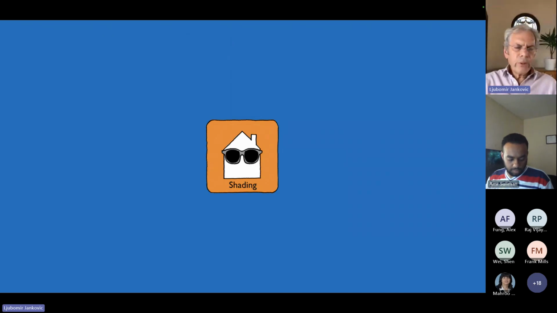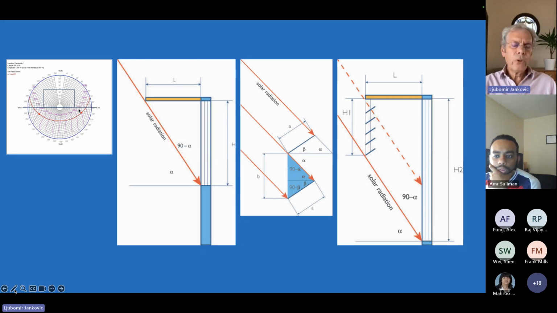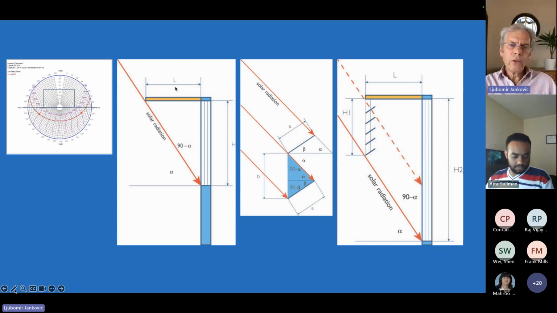Shading is an important parameter for zero carbon design, and the sun path diagram will give us information about solar angles that we need to design solar shading. So this angle here, angle alpha, is obtained from the sun path diagram, and we want shading to protect the building from morning to the afternoon, from month A to month B. So with this information obtained from the sun path diagram, we can design the length of the overhang so that it shades the window.